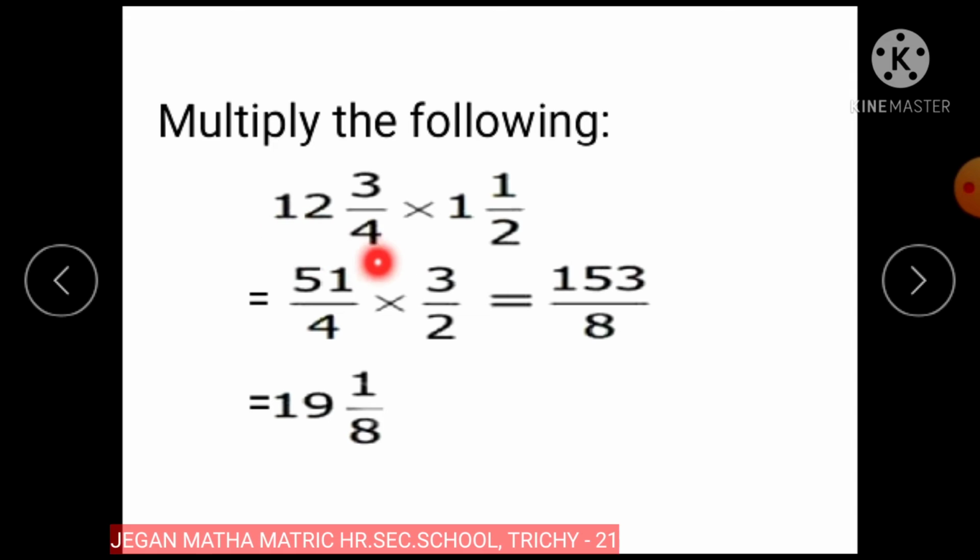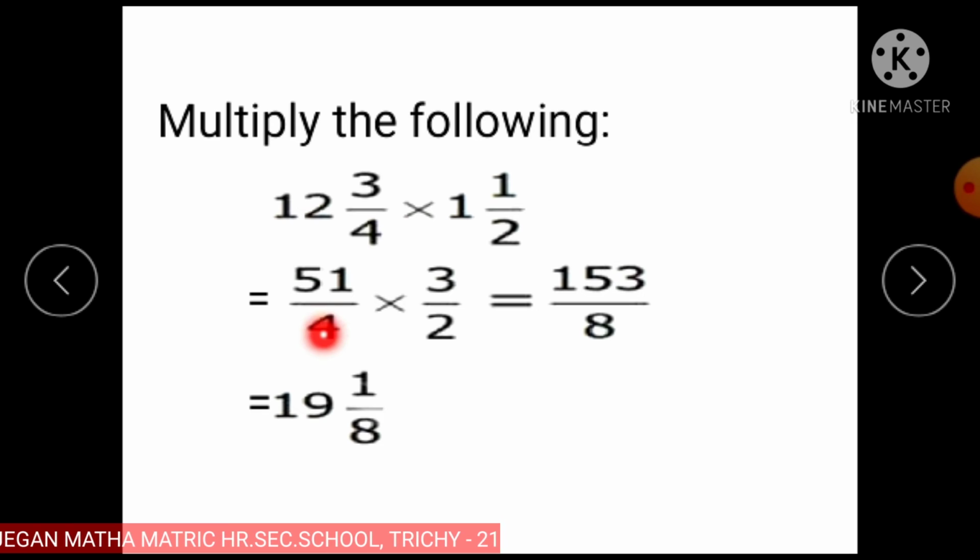First, the mixed fraction is converted to improper fraction. So, the improper fraction of 12 3 by 4 is equal to 51 by 4, and the improper fraction of 1 1 by 2 equal to 3 by 2. Now multiply the improper fractions 51 by 4 into 3 by 2.